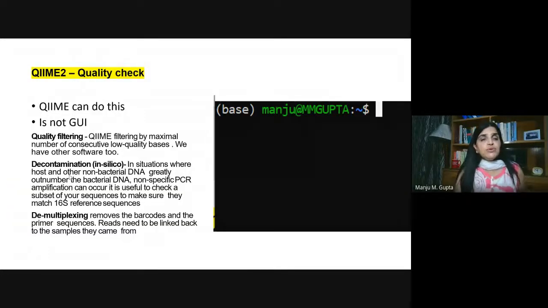Then we have to do the demultiplexing, meaning we have to remove the barcode and the primer sequences which have come in the sequences which we are going to use for taxonomic assignment. So this quality check is a very critical step, and you can always practice this on your laptops. You have lots of dummy data, mock data present on the internet. You can pick up any data, install QIIME on your laptop, and start playing.